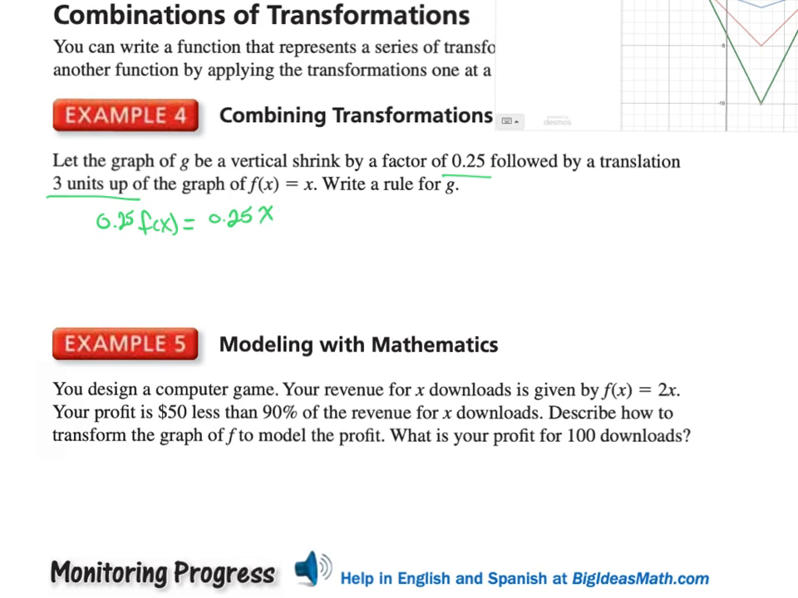And since the right side is only x, this becomes 0.25 times x. Okay, then we're going to translate it 3 units up. Well, up and down is on the outside of the function, so I'm just going to plus 3. So 0.25 times f of x plus 3 on the outside there. So we do what we do to one side, we do the other. And this right here is g. We call that g. So this is g of x, not the highlighter, folks. Sorry about that. So this is g of x equals 0.25x plus 3.